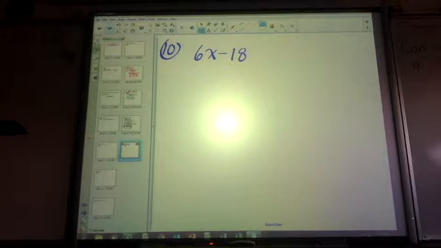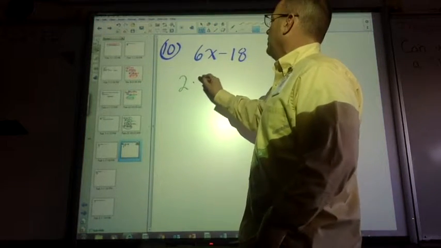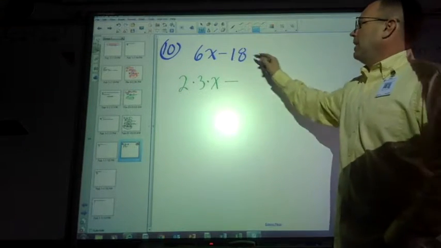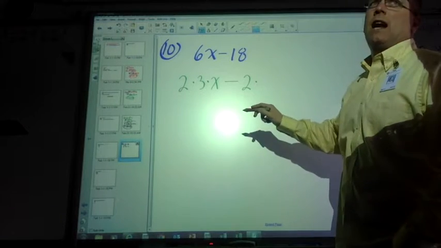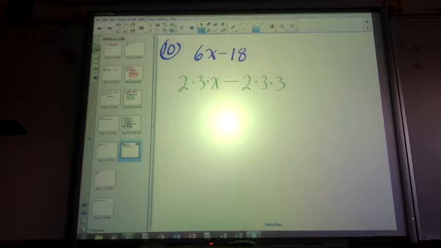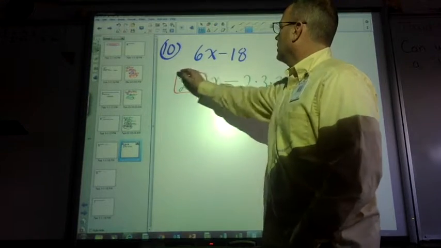All right. All right, ready? So, I will break these down to their prime components. The prime component means I can't break it down any further. So I have to recognize that I can break 6 down to 2 times 3 and then times x. The minus comes along, yes? I need to also break 18 down to its prime component, so that's 2 times 9, and 9 is 3 times 3. Okay? Of my two terms, the 2, 3, and the x, and the 2, 3, and the 3, what do I have in common between those two? I have a 2 and a 3.